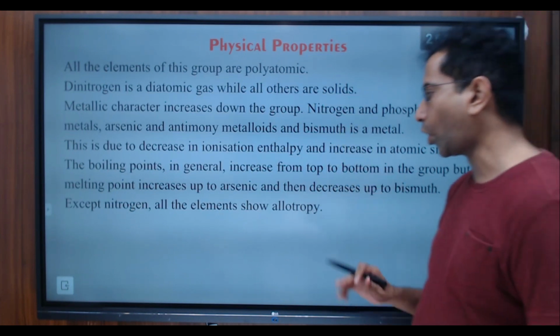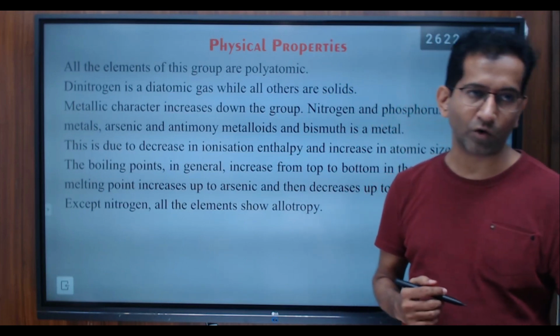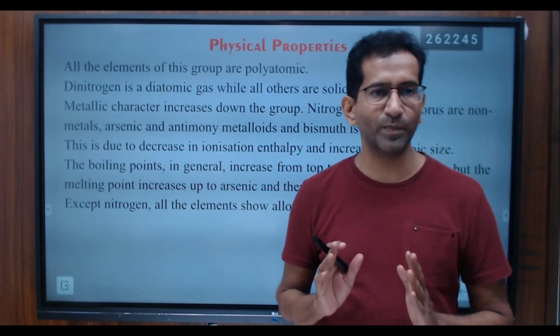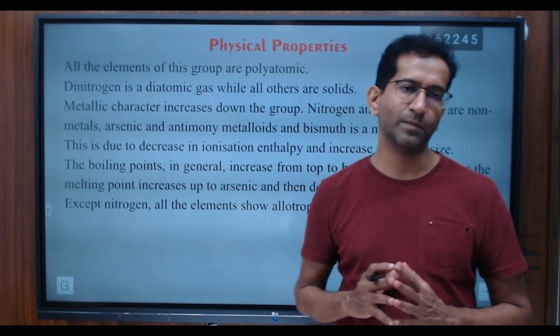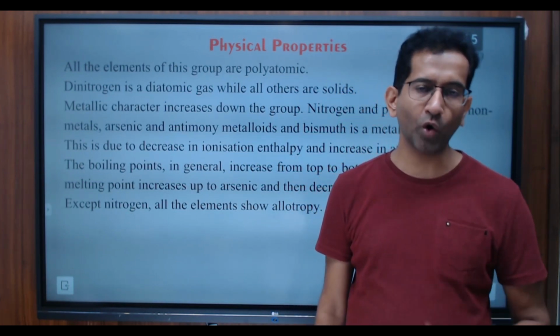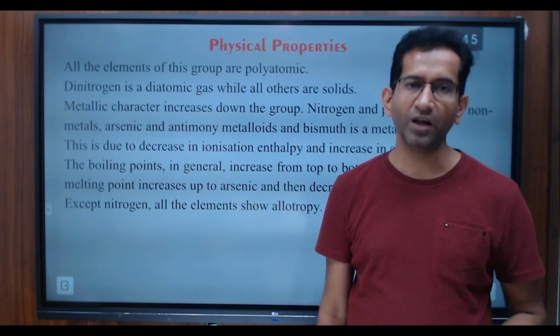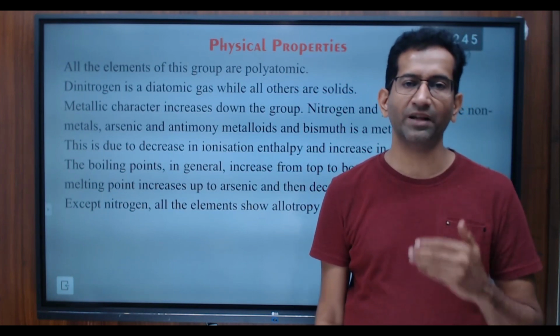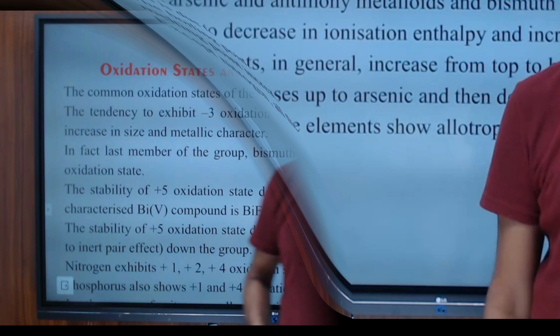Except nitrogen, all the elements show allotropy. We will discard bismuth also in this case. Why? Because bismuth is a metal. So nitrogen and bismuth don't exhibit any allotropy, while phosphorus, arsenic, antimony have some allotropes.